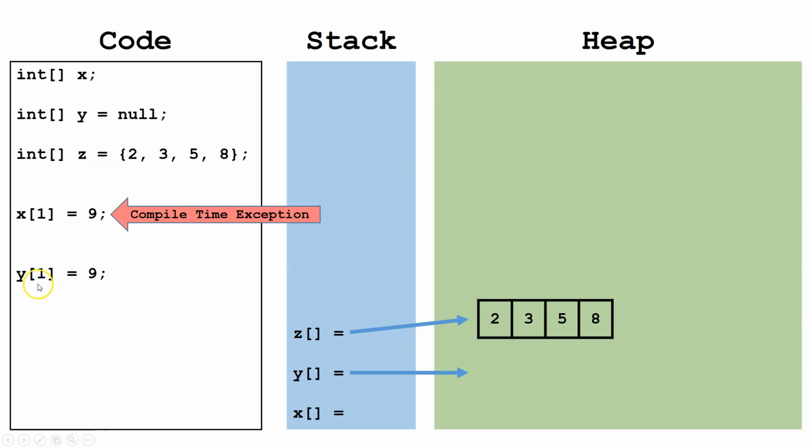Next, we are trying to reach into the object y is pointing at and change index 1 equal to 9. The compiler will accept this. However, when we are running it, we will receive a crash of a null pointer exception because there is no object to actually reach into and change. Finally, we are reaching into the object z is pointing at and changing index 1 equal to 9. There is a pointer and there is an object it's pointing at, so index 1 will change to 9.